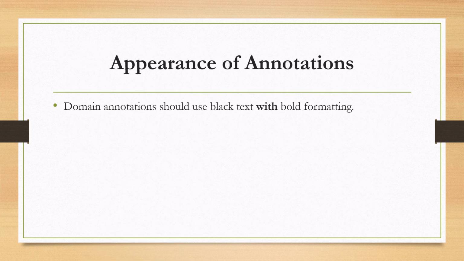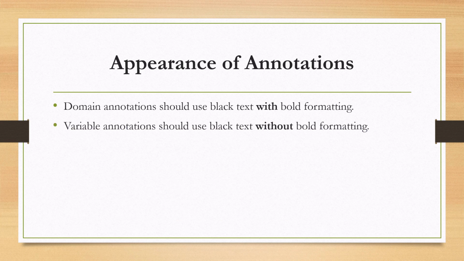The next guideline is that the domain annotation should use black text with bold formatting. The variable annotation should use black text without bold formatting. Annotation should utilize a 12-point font size, which again uses the Arial font, except where a sponsor chooses to increase or decrease the annotation font size to accommodate their CRF pages or the collection screens.